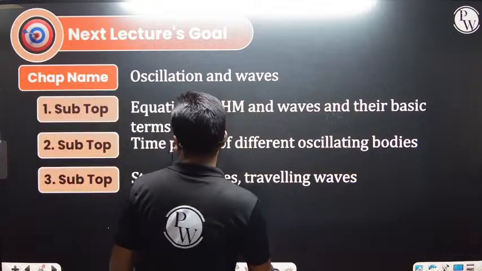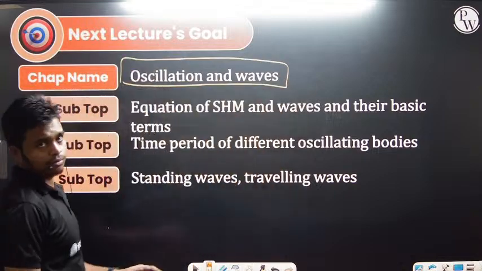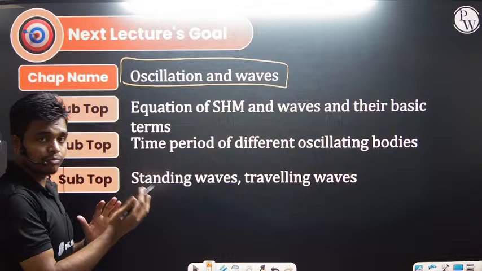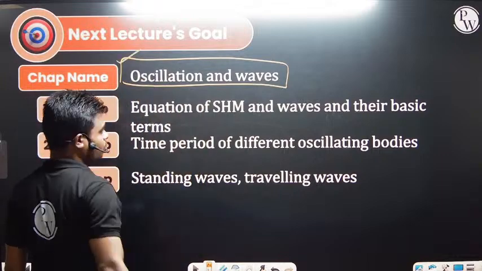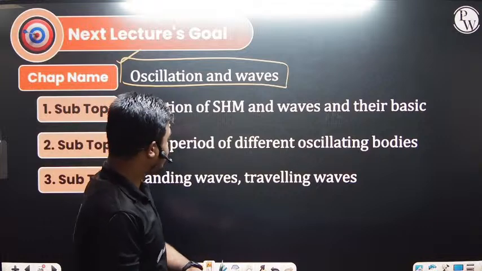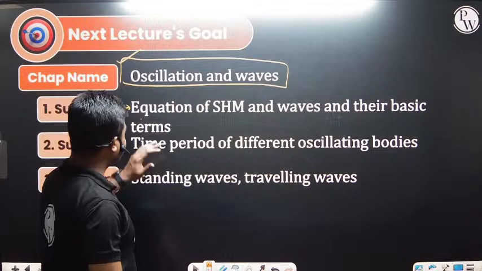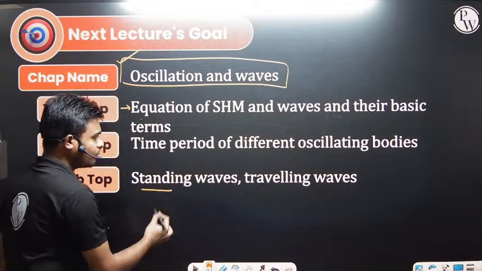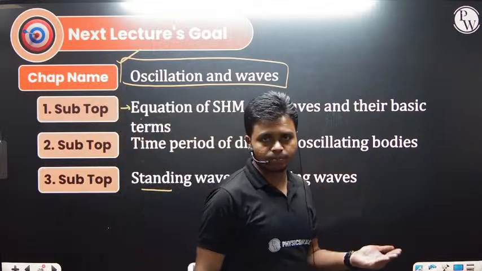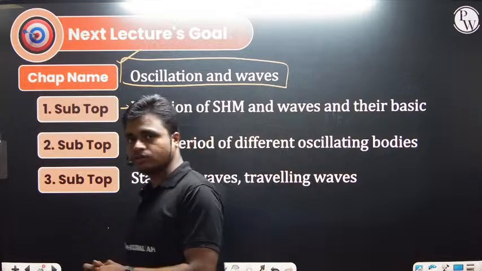Tomorrow this topic will be coming: oscillations and waves. Yes, it is a little bit bigger chapter if you combine both. They are separate chapters, oscillation and waves, but we'll try to combine them because we have less time. Tomorrow we'll be discussing the equation of SHM, waves and their basic terms, time period of oscillating bodies, and standing waves, that is open organ pipe, closed organ pipe, and normal modes of oscillation.